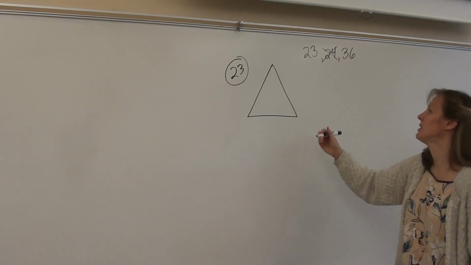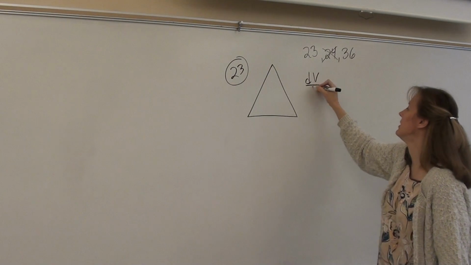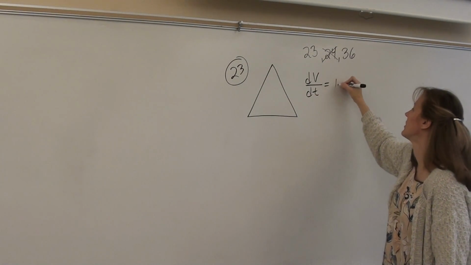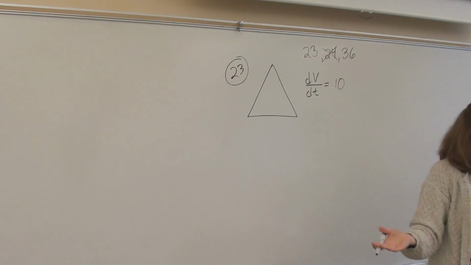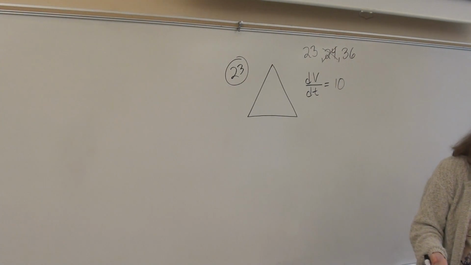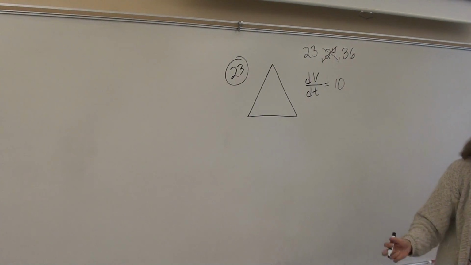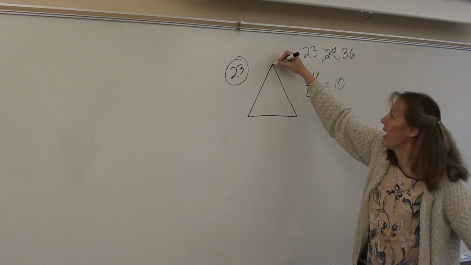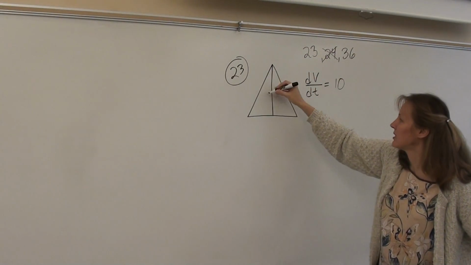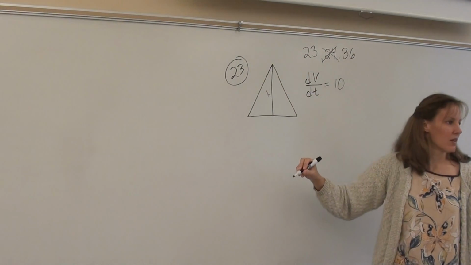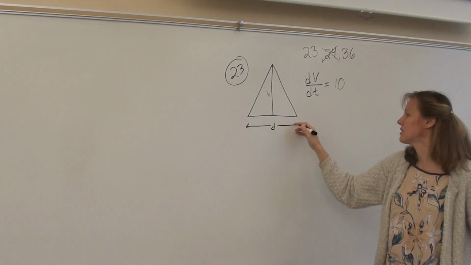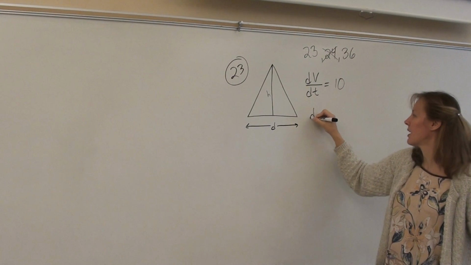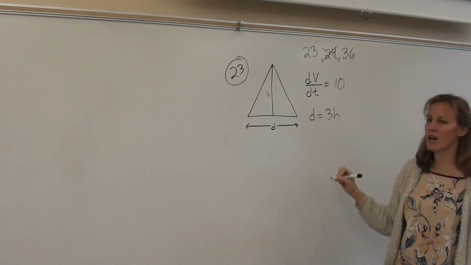Because of the units, right? So dV/dt, is it positive 10 or negative 10? Positive 10. Why? Because the pile's getting bigger, right? Okay. Alright, the diameter of the base of the cone is approximately 3 times the altitude. By altitude, that's just fancy talk for height, right? So if the diameter is this distance right here, then we're given that the diameter is 3 times the height.